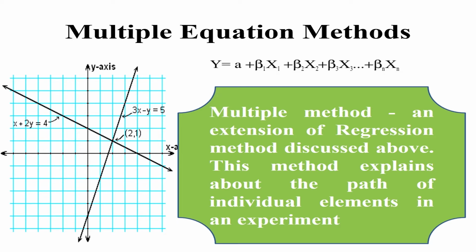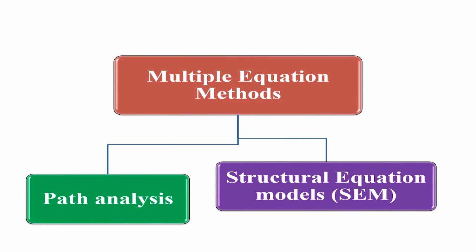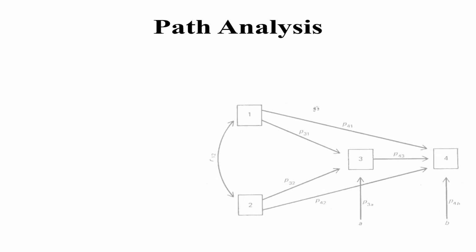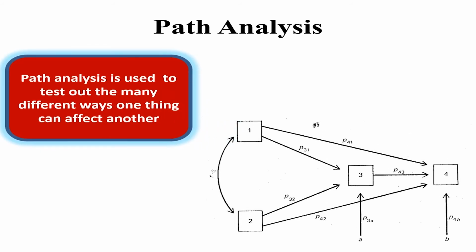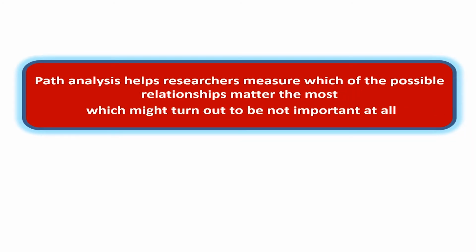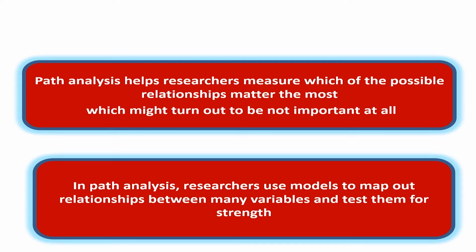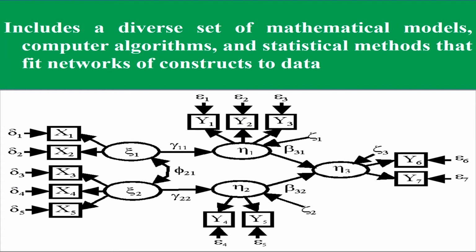There are 2 main types of multiple equation models. That is, the path analysis and the structural equation model. Path analysis is used to test out many different ways one thing can affect another. Path analysis helps the researchers measure which of the possible relationships matter the most and which might turn out to be not important at all. In path analysis, researchers use models to map out relationships between variables and test them for strength. Structural equation models include a diverse set of mathematical models, computer algorithms, and statistical methods that fit networks of constructs.